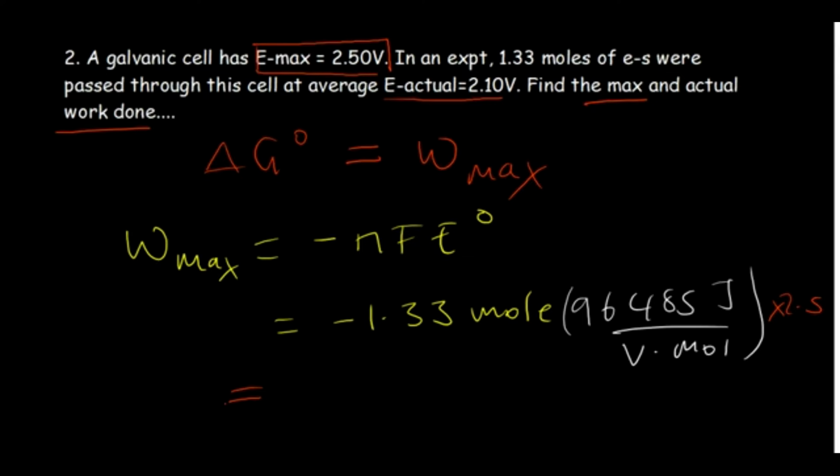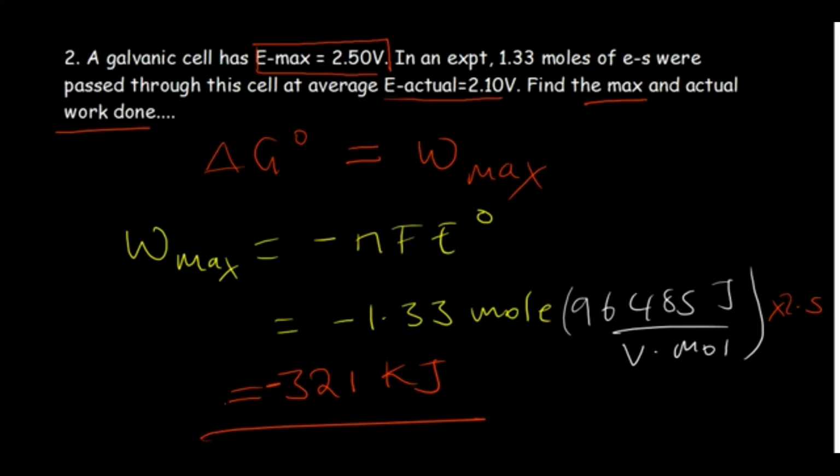I'll divide by 1,000. So what I'm getting is 321 kilojoules. So that is the maximum work that was done. Okay, so it's supposed to be a negative. So negative that. And then find the actual.